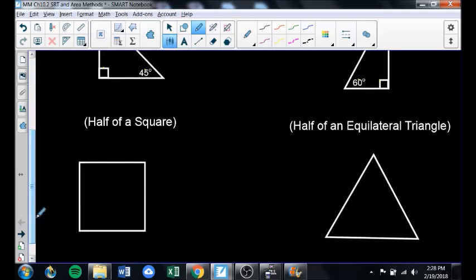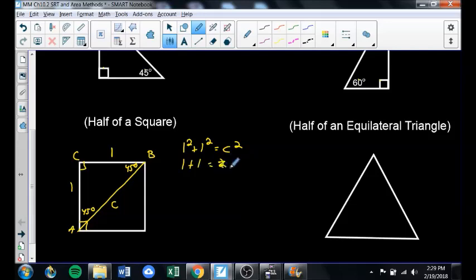A 45, 45, 90 is just half of a square, right? If this is a right angle, then these are both going to be 45 degrees if you find the diagonal of that square. So let's call this side C and this side A and this side B. Well, if the side length of the square was 1, then the hypotenuse is going to be Pythagorean by doing a squared plus b squared equals c squared, where a and b are both 1. Well, 1 squared is 1, 1 plus 1 is 2, and I'm going to call that c squared still. So 2 equals c squared, so root 2 is c if I square root both sides. So c has a length of the square root of 2.